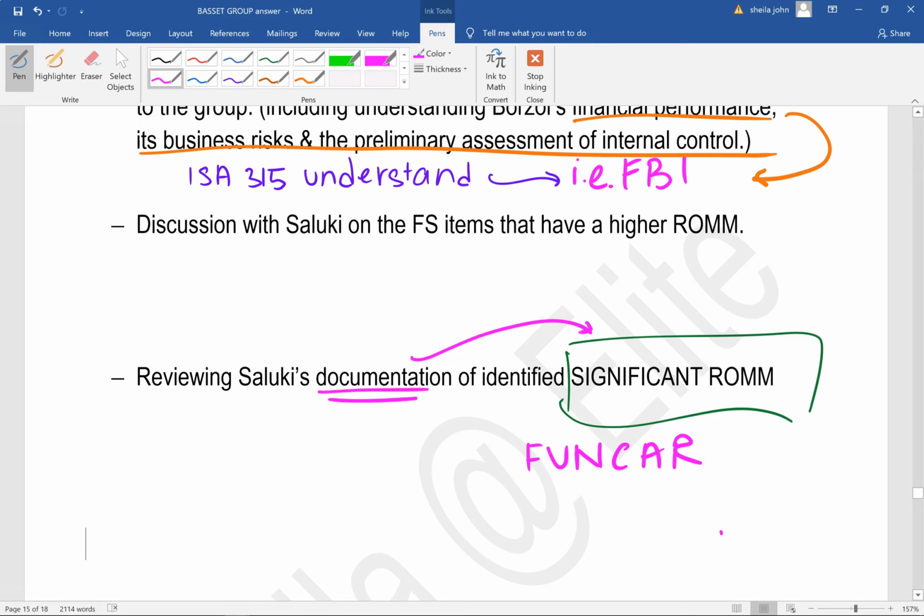Why is this so important? Why is it so important for us to look at documentation? Because the standard actually says that the area of significant risk requires special audit consideration. If it requires special audit consideration, then we need to know what it is to make sure that the component auditor actually audits it carefully. All right, so with that, we've finished BASSET.